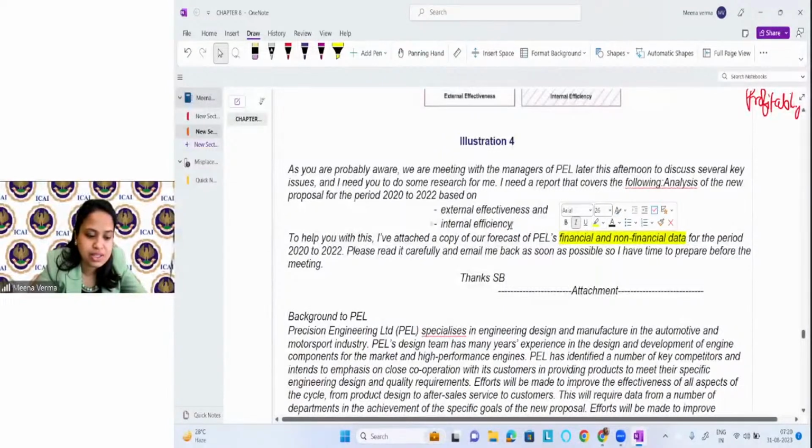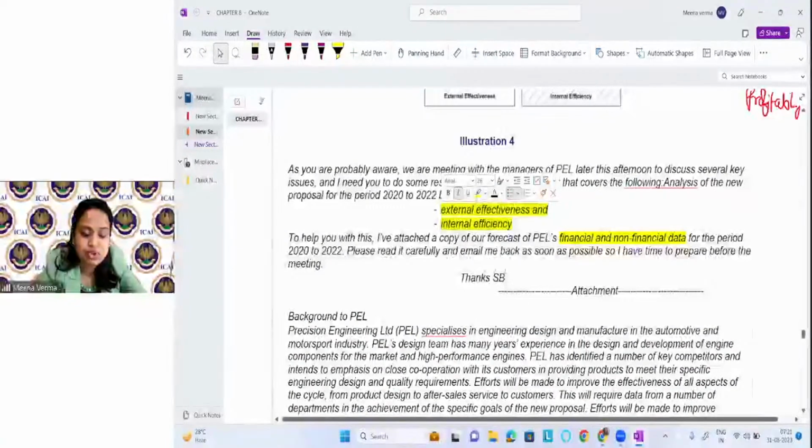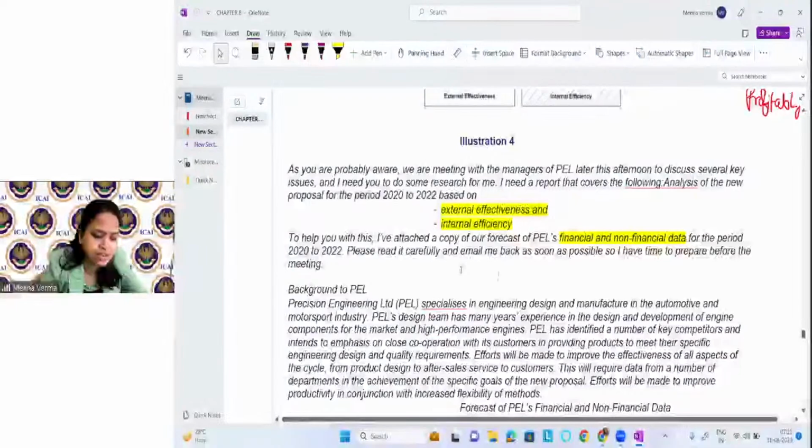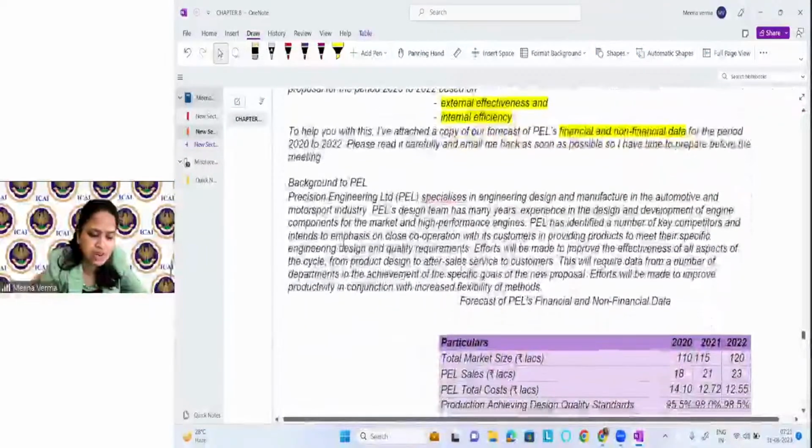So the company is attaching all the financial and non-financial data. The company wants you to do an analysis and to report on the external effectiveness and internal efficiency of the company. And the sender is saying, please read it carefully and email me back as soon as possible so I have time to prepare before the meeting. All right, thanks.